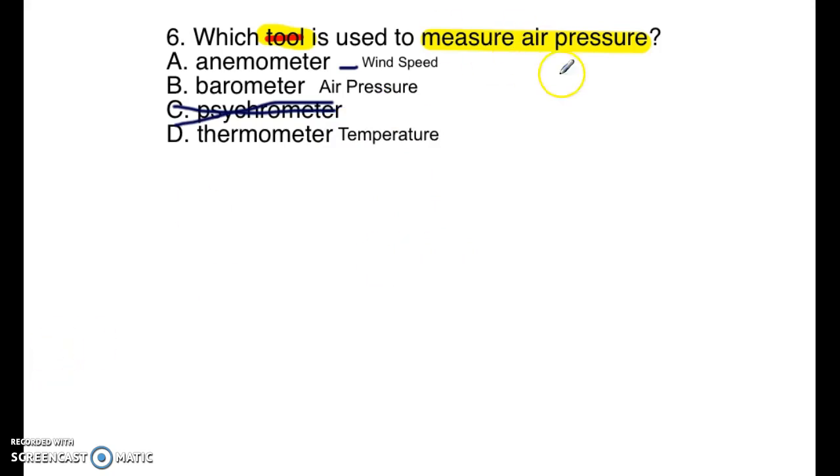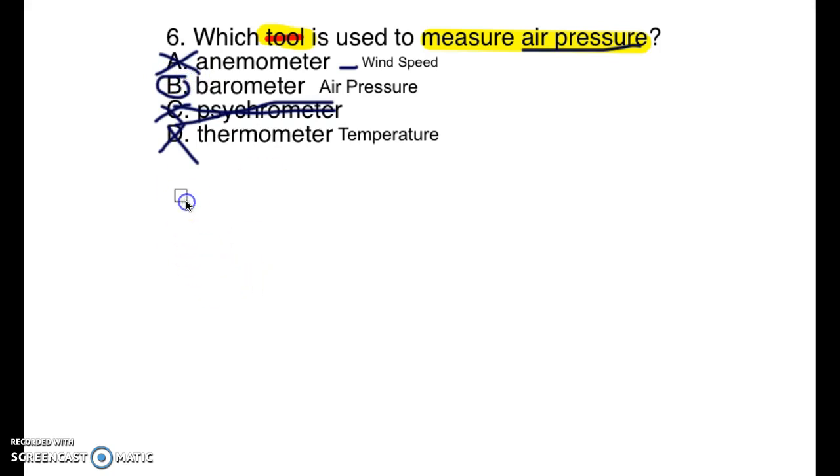I am looking for air pressure. It would not be A. It is definitely not C. It is not D. The best answer is B, barometer. A barometer measures air pressure.